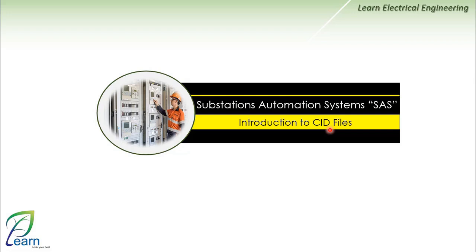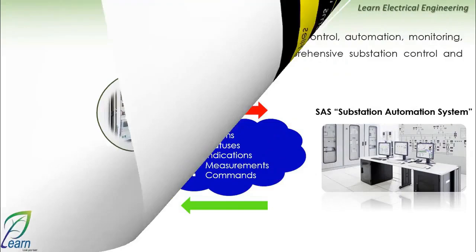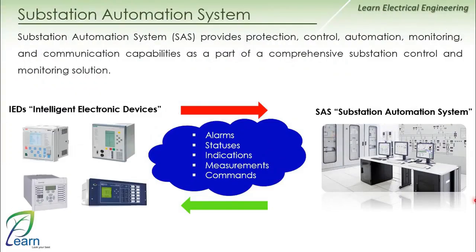First, before we talk about the CID file and how to fix it, let's understand what a substation automation system is. The idea is quite simple. In a substation, we have a set of buildings or rooms, like the switchgear GS and the control room, which contains the control panels and the protection panels.